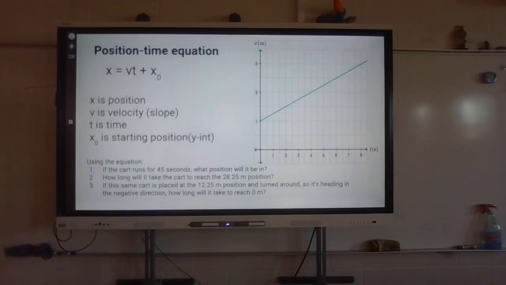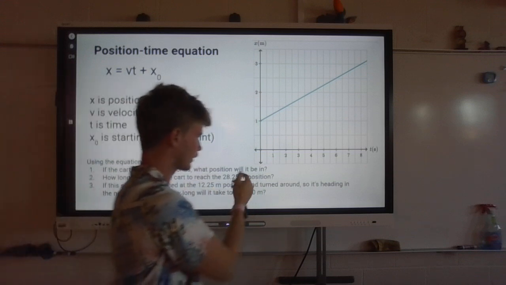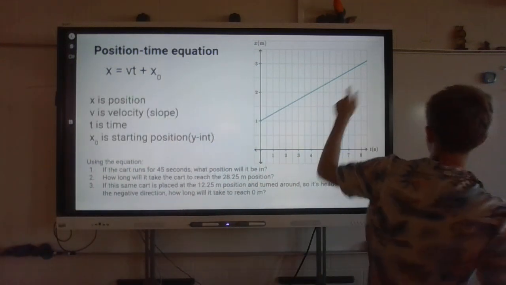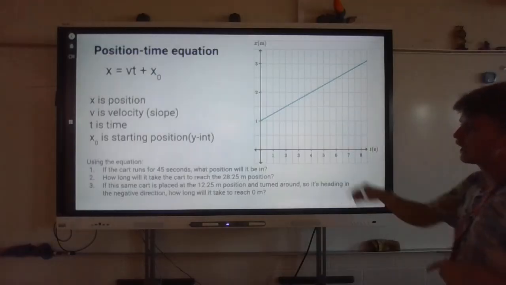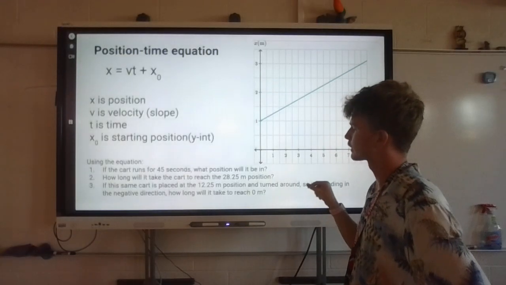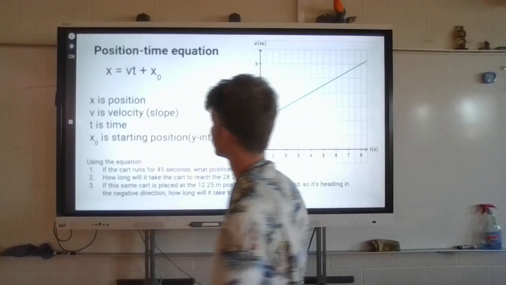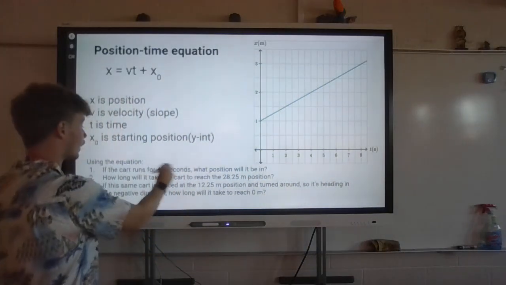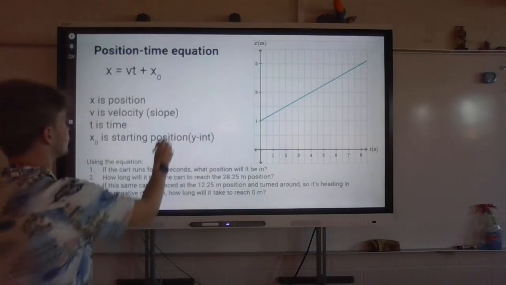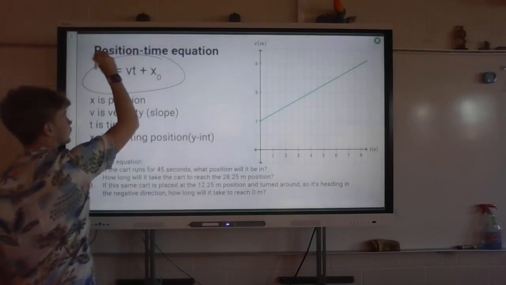Now, you guys want to use the equation above. If the cart runs for 45 seconds, so imagine this graph shows a cart, okay? And so a cart is traveling meters per second. If the cart runs for 45 seconds, what position will it be in? So in order to answer this question, you guys need to use this equation up here. You have to use that equation.